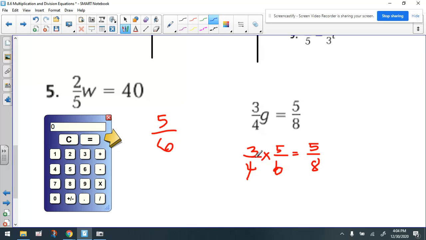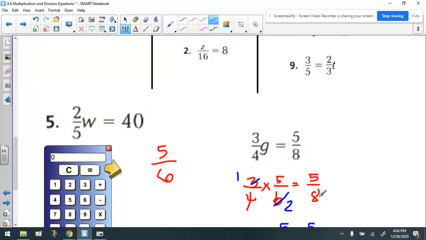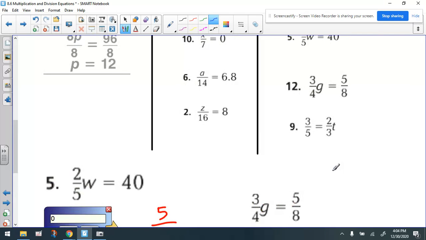We can reduce right here, divide by 3, divide by 3. And if we do 1 times 5, doesn't that equal 5? And if we do 4 times 2, doesn't that equal 8? So the two sides of the equation match, which means that we have what's called a check. It checks. All right, so I think we're in pretty good shape with understanding.